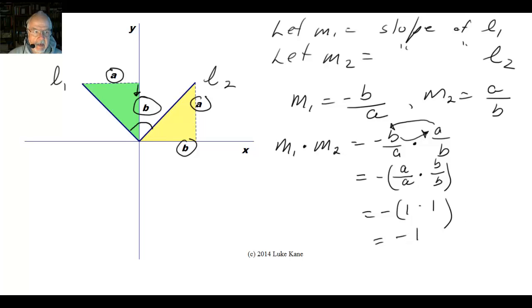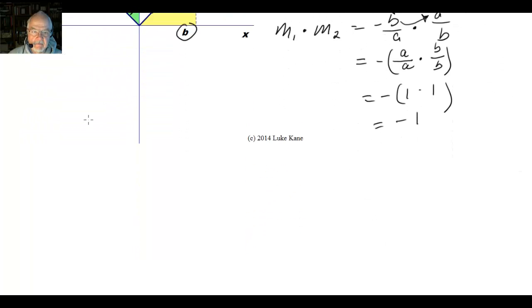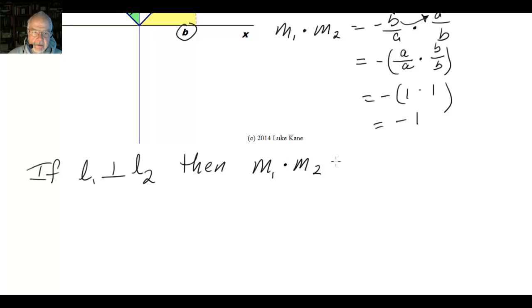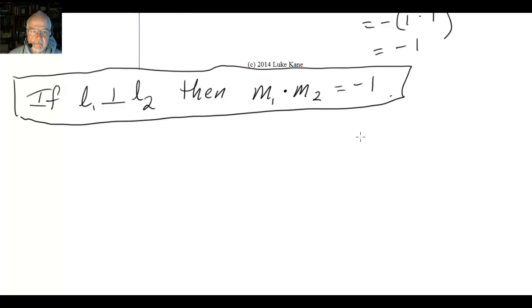So we now have a new theorem that says if line 1 is perpendicular to line 2, then the product of their slopes, M1 times M2, equals minus 1. Again, this is something that you should memorize or put in a cheat sheet, but have available because you will need this to do computation.